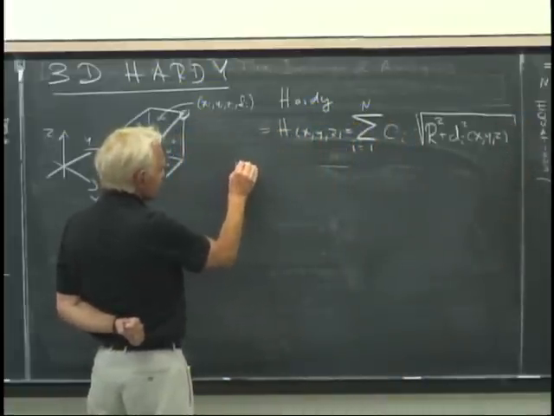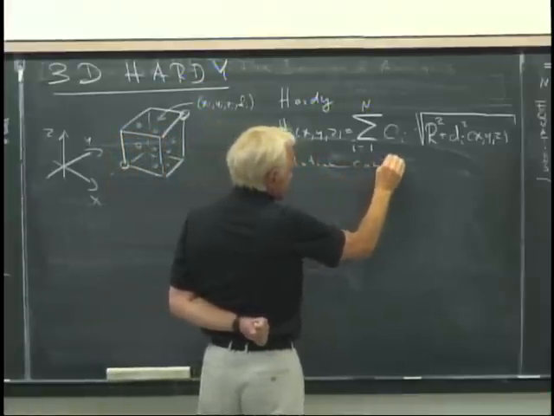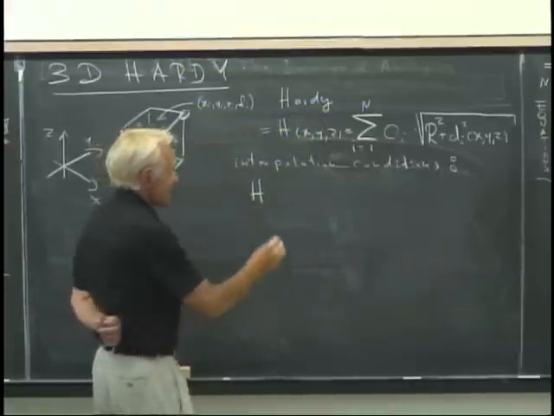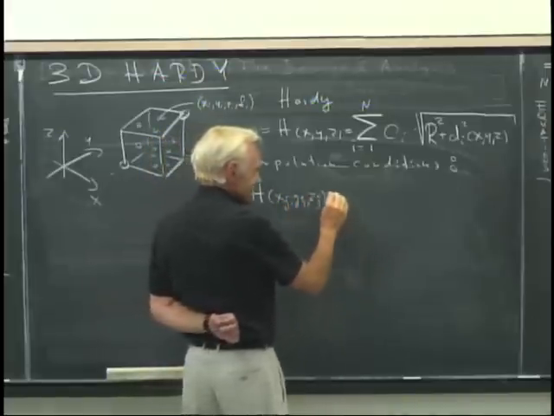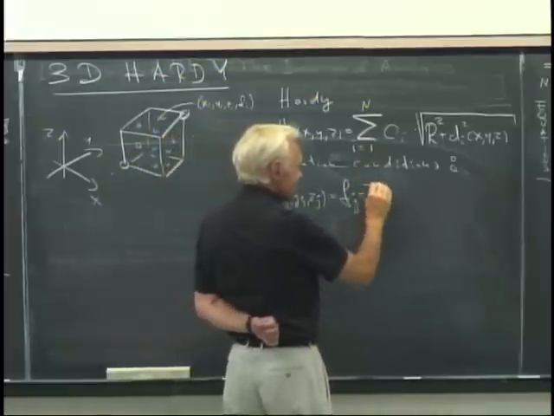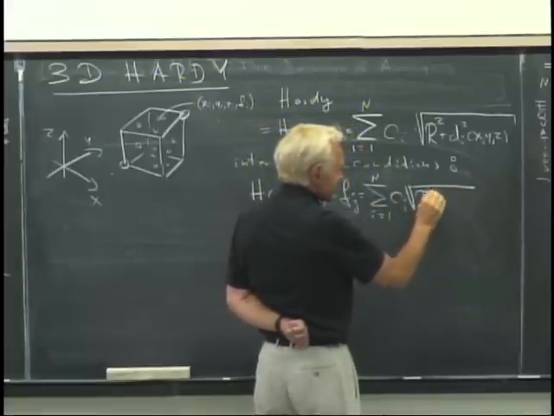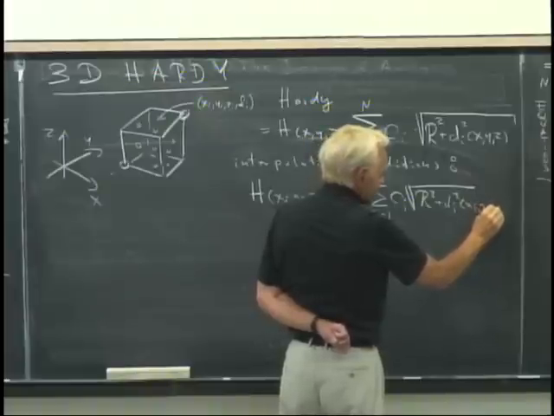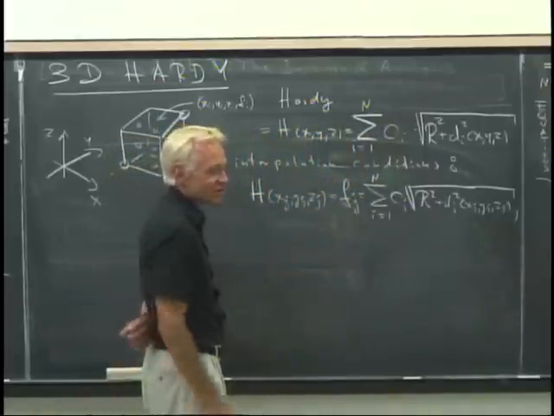And the interpolation conditions, and I don't write the matrix down. In this case, when I evaluate H at the site xj, yj, zj, then I should reproduce that value there. It should be the function value there, fj, and that should be the result when evaluating that sum from 1 to n, coefficient ci times square root of r squared plus di squared at xj, yj, zj. Right? And this must hold for all n values, j from 1 to n.